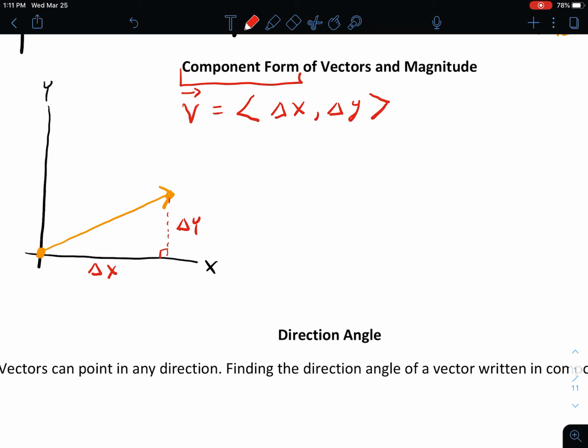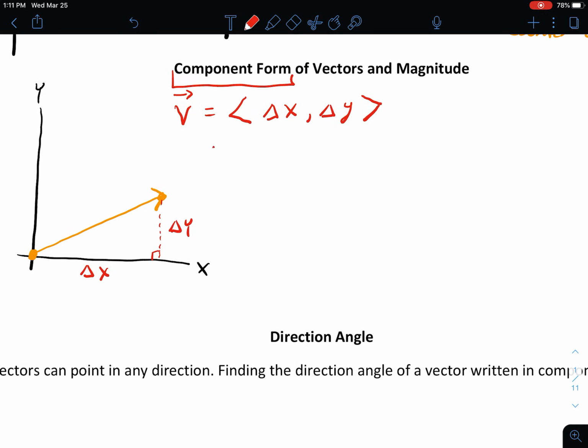And the magnitude of a vector, which there's various notations for it. A vertical line around vector v, it's not necessarily the absolute value in the context of vectors. Sometimes you'll see double bars. It still means the same thing.